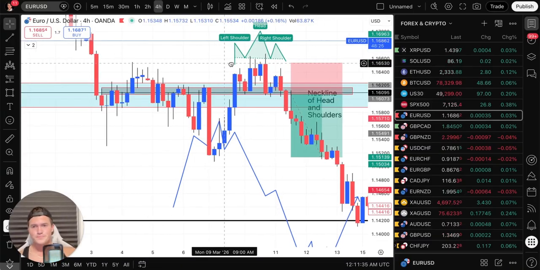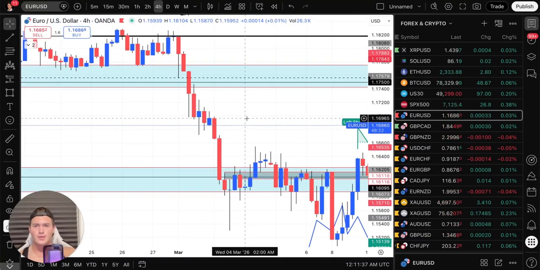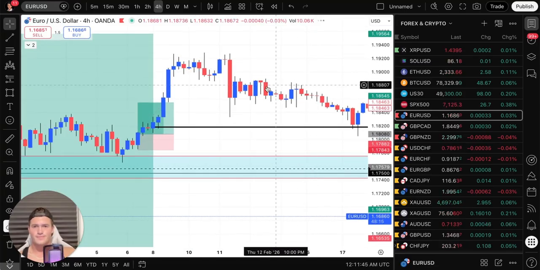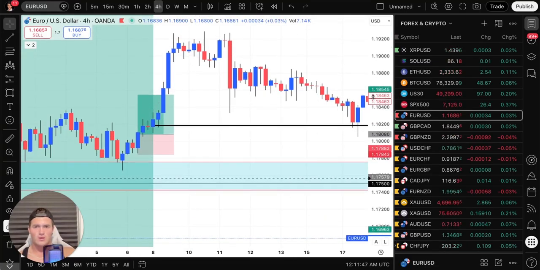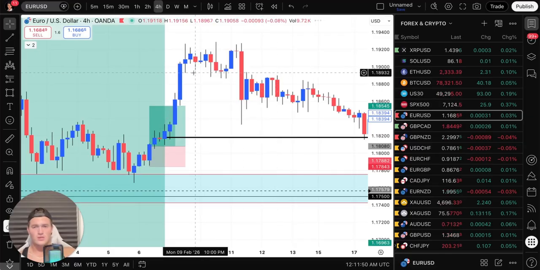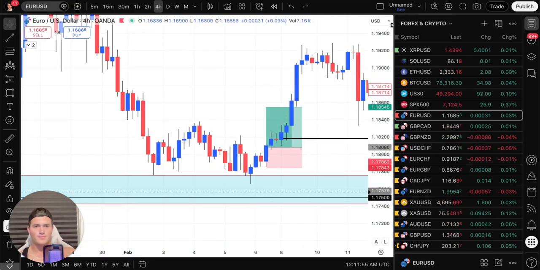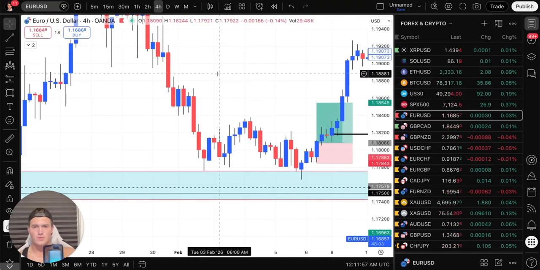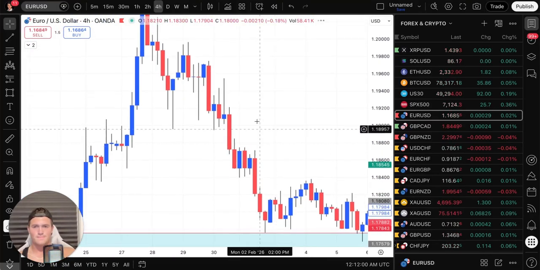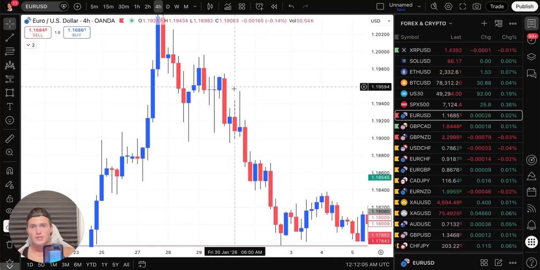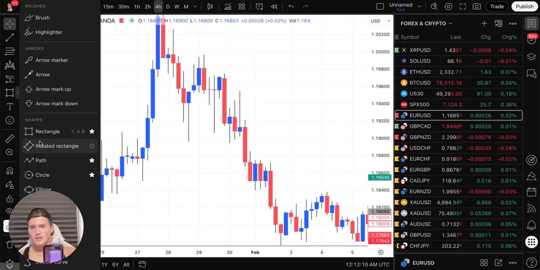A double top. Let's see if we can find a double top pattern. It's really ugly. Okay, so right here we have a double top. It's not pretty, but let's take a look at it.